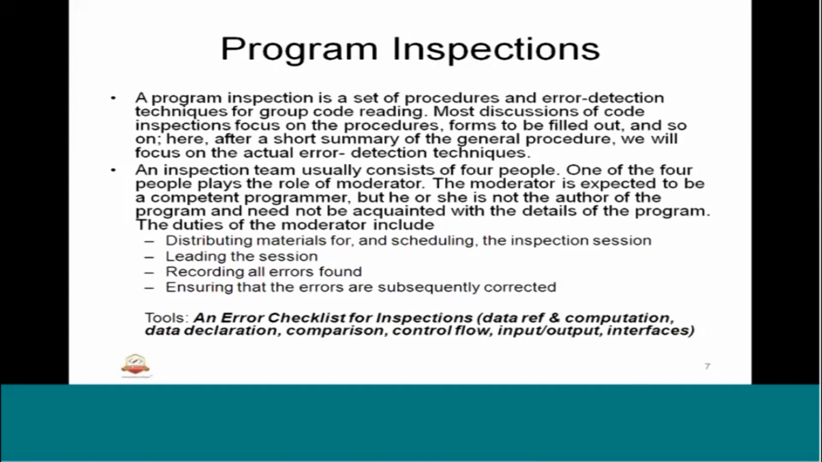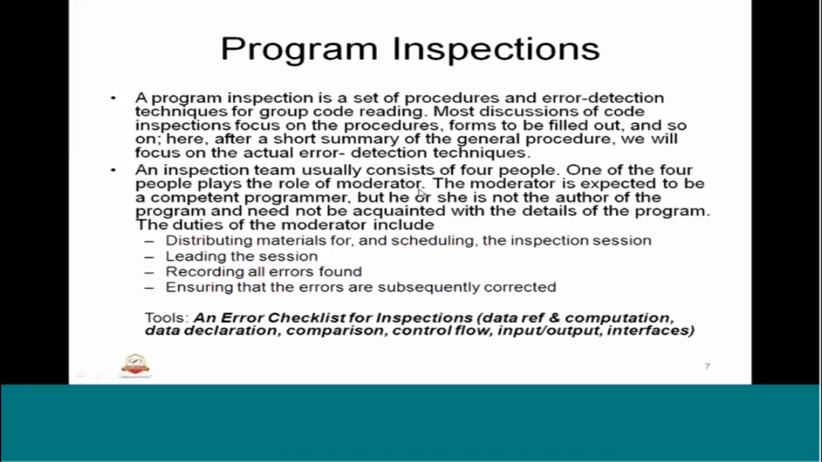Okay. So inspection, continuing that, a program inspection is a set of procedures and error detection techniques for group code reading. Basically it will be read in a group. Most discussions of code inspections focus on the procedure, forms to be filled out and so on. It means there is a checklist and review guidelines as per the inspection guidelines. As per that, the inspection process will be taken care of. Here, after a short summary of the general procedure, we will focus on the actual error detection technique.